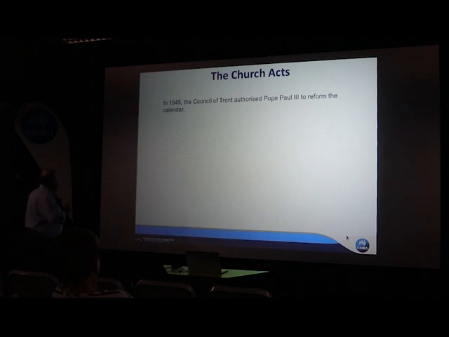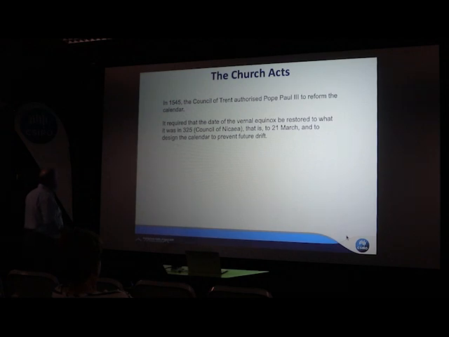So, in 1545, the Council of Trent authorised the then Pope Paul III to reform the calendar. So he started to get all the most brilliant astronomers he knew together to start thinking of it.